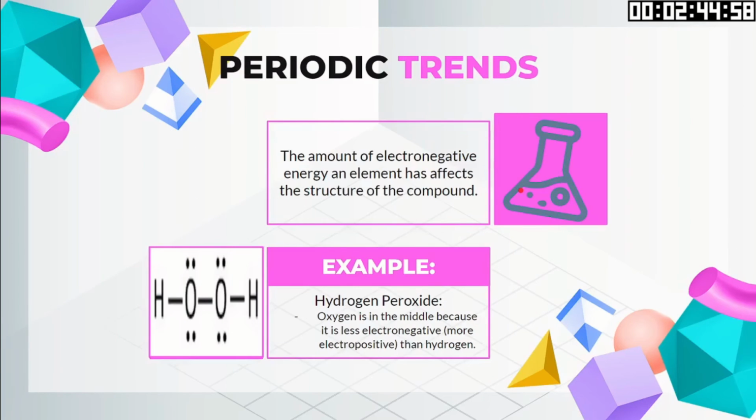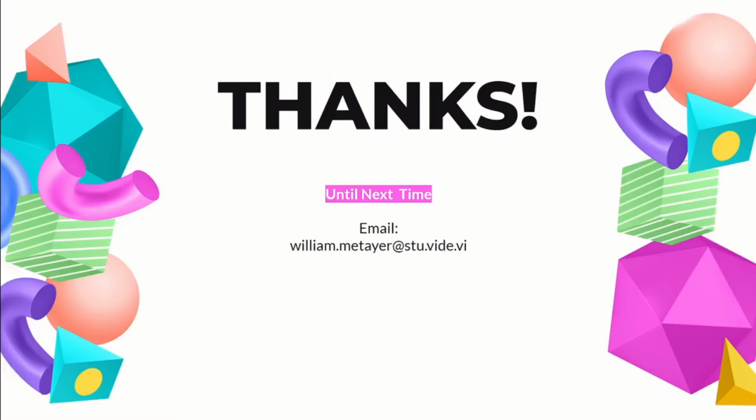And finally, we have how periodic trends affect bonding. The amount of electronegative energy an element has affects the structure of the compound. For an example, we have hydrogen peroxide. Oxygen is in the middle because it is less electronegative, or more electropositive, than hydrogen. That's 3 minutes.